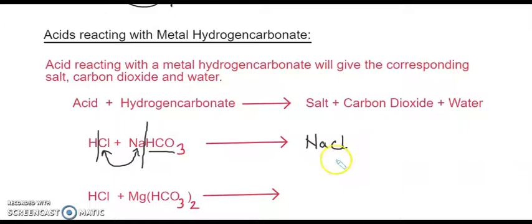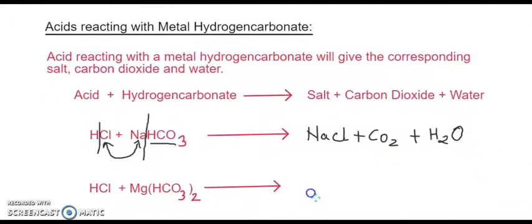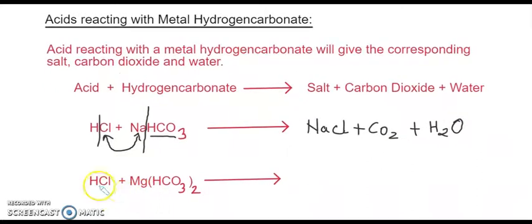Okay, that is a double displacement kind of situation. Now I have hydrogen carbonate left out, which will react with hydrogen. So it will give me again carbon dioxide and water. Correct? Next, magnesium hydrogen carbonate reacting with hydrochloric acid.